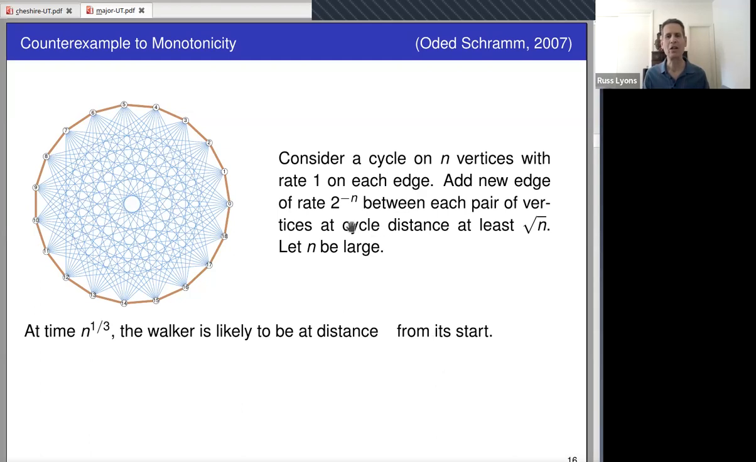the new edges are very unlikely to have been taken at any time because the rate is so small. So it's basically like random walk on a cycle after n to the 1/3 time or steps, roughly, and it'll go roughly distance n to the 1/6 on the cycle. But the question is, what's the distance in this graph between two vertices at distance n to the 1/6 in cycle distance?